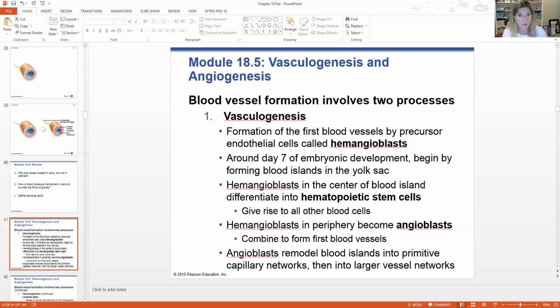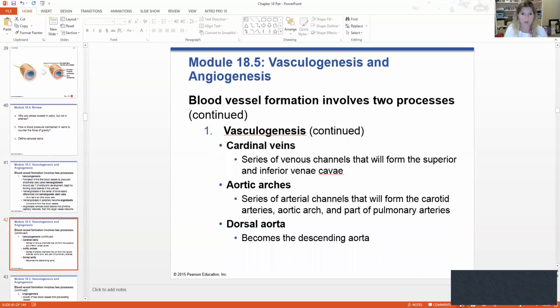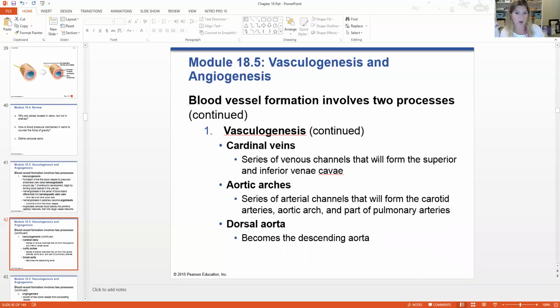They're going to combine to form the first blood vessels, and those angioblasts will basically remodel the little blood islands into a very primitive network of capillaries and then into larger blood vessels. Vasculogenesis involves the cardinal veins, the aortic arches, and the dorsal aorta. The cardinal veins are the venous connections which will form the superior and inferior vena cava. The aortic arches are the basic arterial channels that form the carotid artery, the aortic arch, the pulmonary artery, the main arteries that branch off of the heart. And then the dorsal aorta becomes the descending aorta.